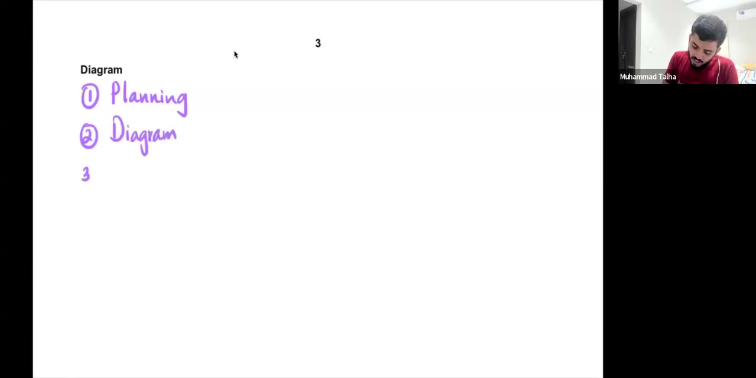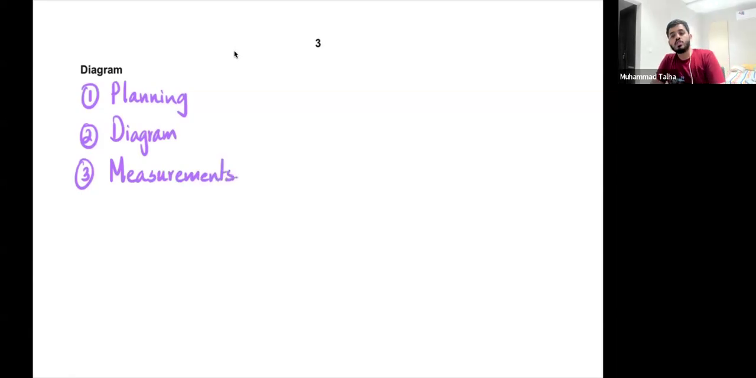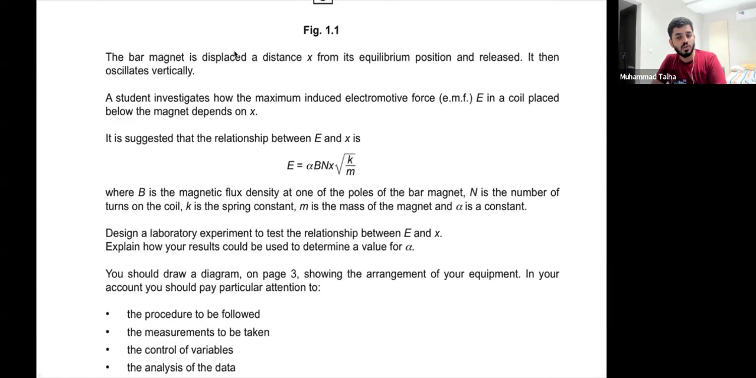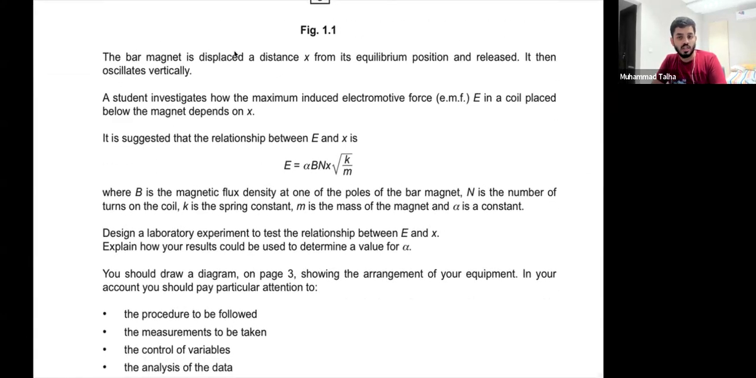The third thing I think about is measurements. What and how do we measure in this equation, right? Everything that you see in this equation, you will need to measure. You will need to measure E, you will need to measure the B, N, X, K, M. Alpha gets a pass because it's a constant, right?